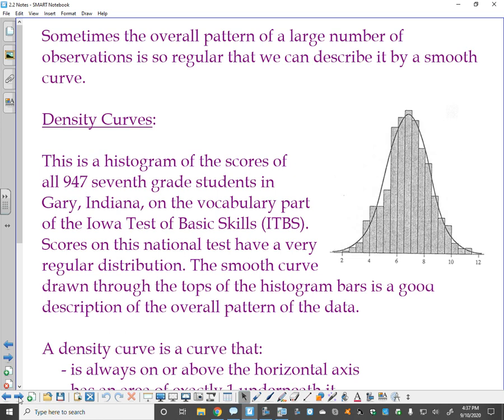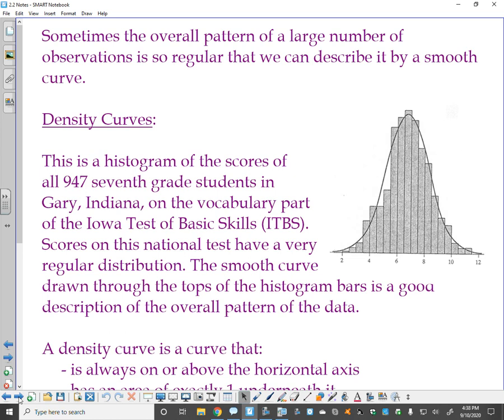Scores on this test have a very regular distribution. The smooth curve drawn through the tops of the histogram bars is a good description of the overall pattern of the data. So if you look at the histogram, you can see that it is very symmetrical. It is unimodal. It's not right skewed or left skewed. It's very well behaved. The bulk is in the middle. It's got about the same number of small low bars on either side.